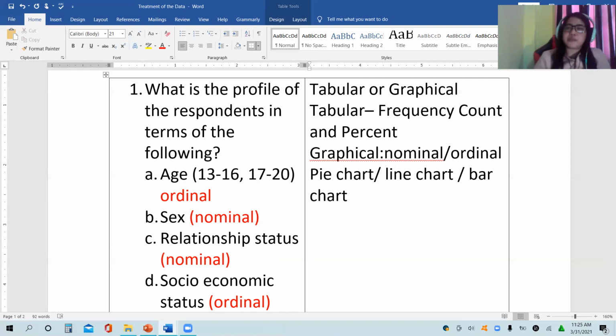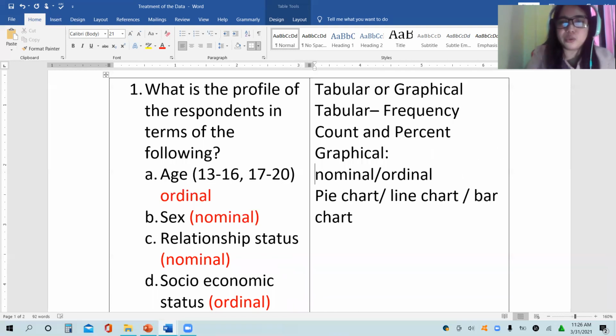And then in presenting it in the research paper, there is actually no need to place both tabular and graphical. So you just need to choose whether you like it to be presented using a graph or if you opted to use tables to present it. But if you're going to use a pie chart, line chart, or bar chart, it is also better if you place the labels for the data in the chart, like presenting also the frequency and the percent in the chart.